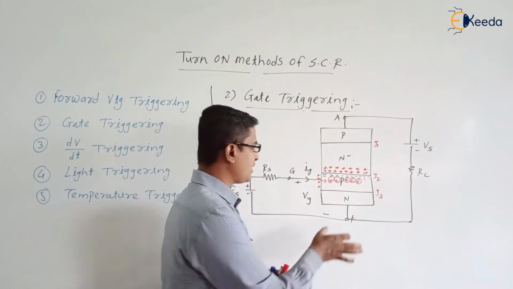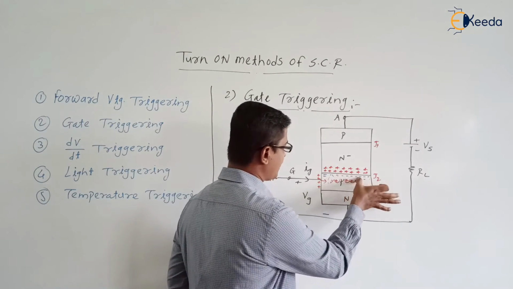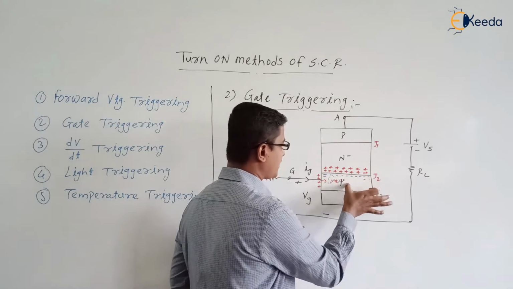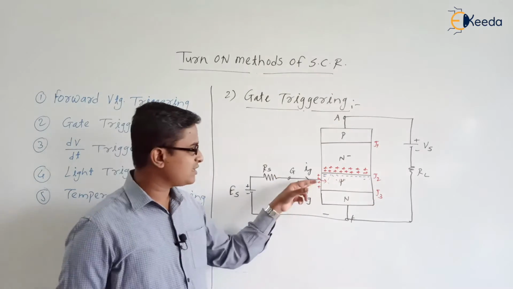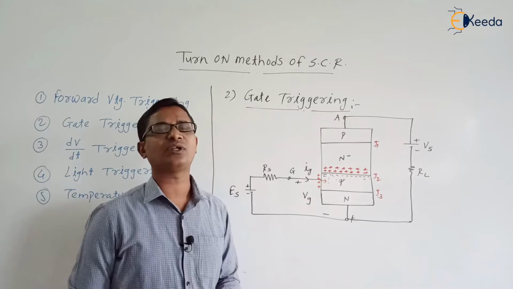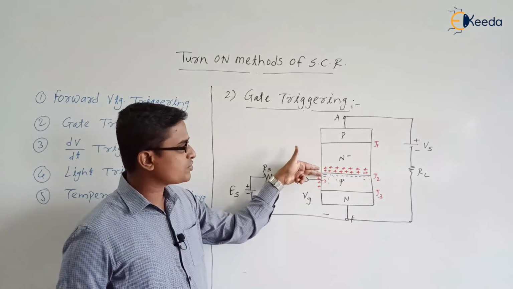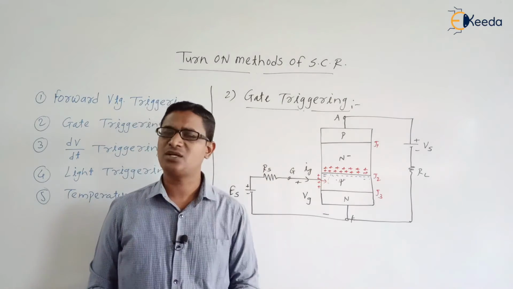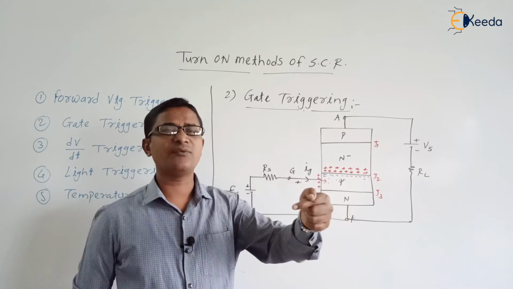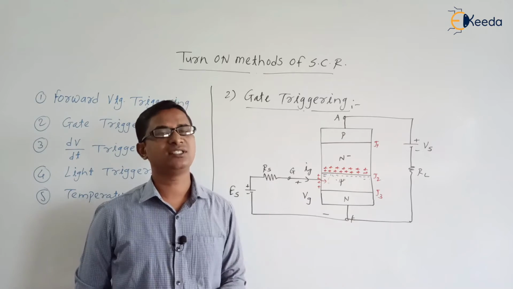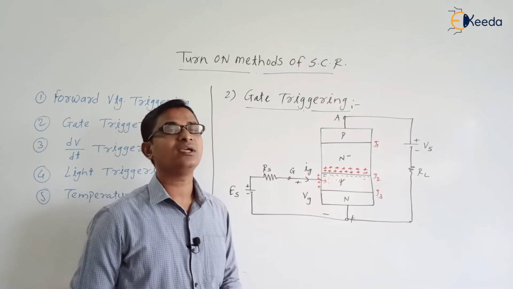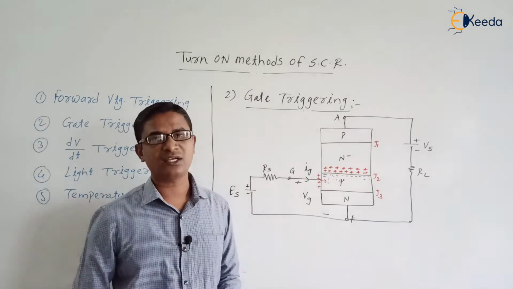After the recombination, the charges get neutralized. Once these negative charges are neutralized, it helps to reduce the width of the depletion layer across junction J2. Yes, it reduces the width of the depletion layer across junction J2. So ultimately it is helping the SCR to turn on.